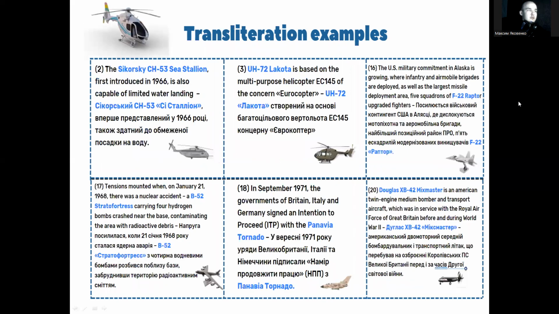The next lexical translation method by frequency of use in translating pragmonyms is transliteration. For example, in September 1971, the governments of Britain, Italy, and Germany signed an intention to proceed with Panavia Tornado. Переклад. У вересні 1971 року уряди Великобританії, Італії та Німеччини підписали намір продовжити працю з Panavia Tornado.